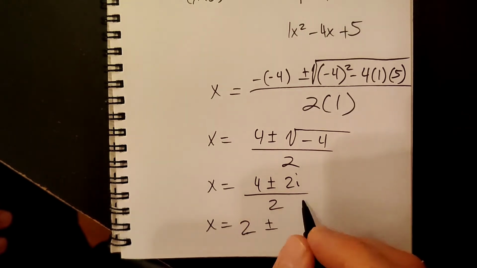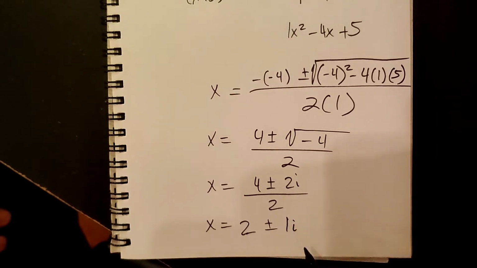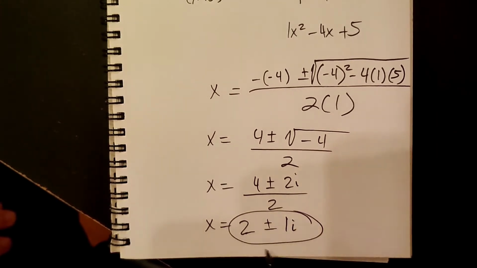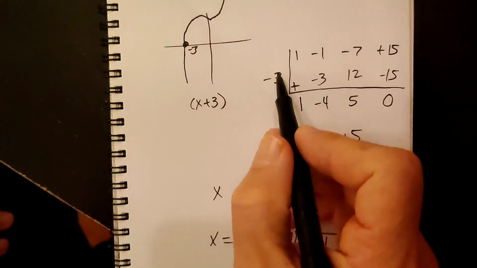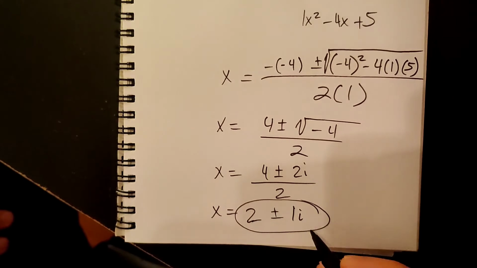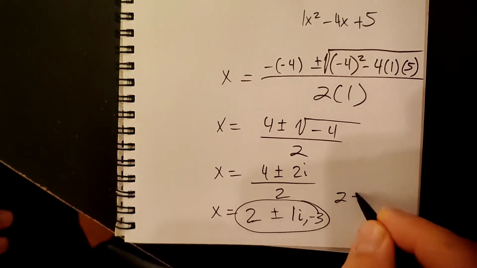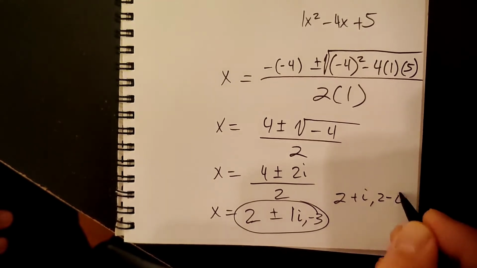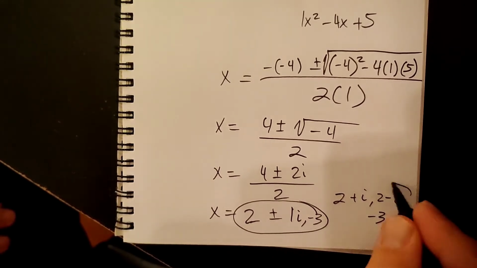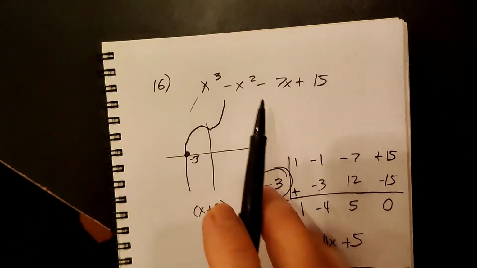All three of these are divisible by 2. And those are our two solutions, right? So also don't forget to include -3, the one we got from our graphing calculator. All right, so -3, 2 plus i, 2 minus i, and -3. 3 solutions, right? Which is what we wanted because it is a cubic.